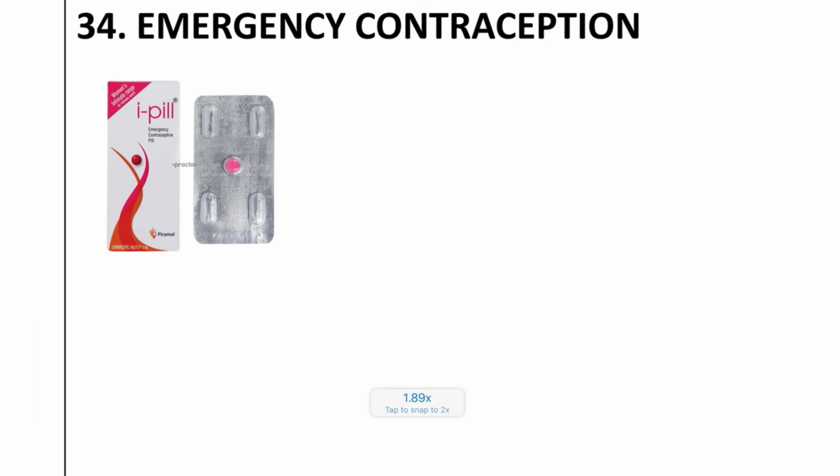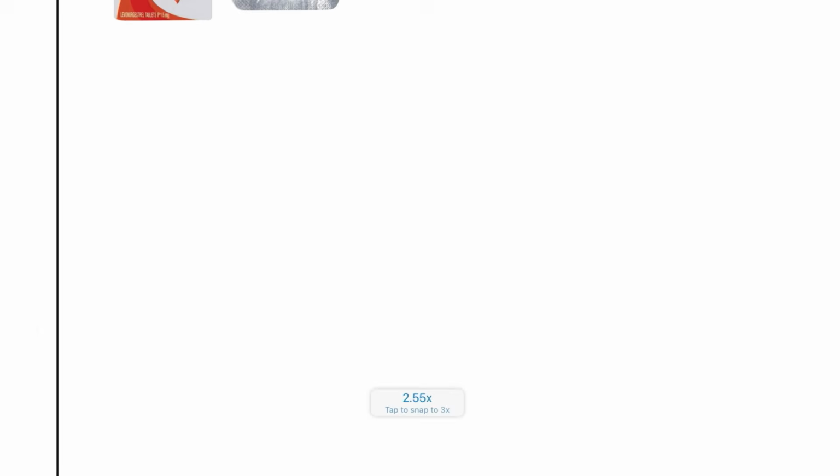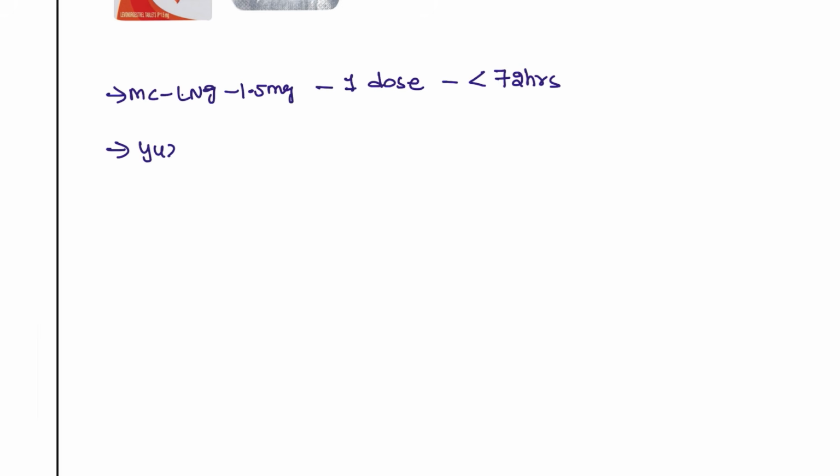Next, emergency contraception. So emergency contraception, this pill contains LNG, okay, levonorgestrel. It contains 1.5 mg. Let's see one by one. So first, the most common is the LNG only. I-pill is the most common emergency pill that is available, and it contains 1.5 mg, and only one dose is enough, and it can be taken within 72 hours of the unsafe sexual intercourse. That is fine.